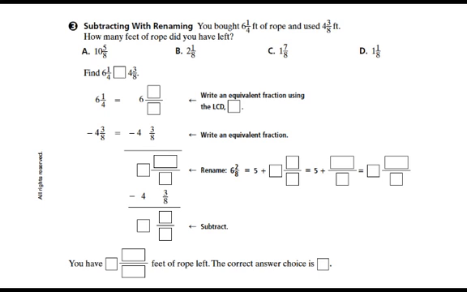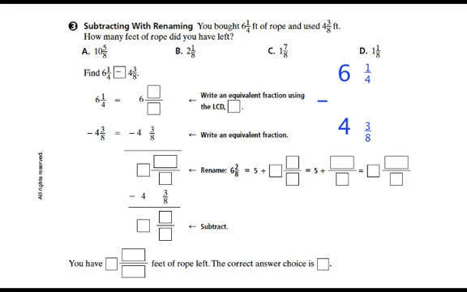We'll begin today with example number 3 on this lesson that we didn't do last night. Subtracting with renaming. You bought 6 1/4 feet of rope and used 4 3/8 feet. How many feet of rope did you have left? So we're going to find 6 1/4 minus 4 3/8. We're going to work the problem over here to the right.